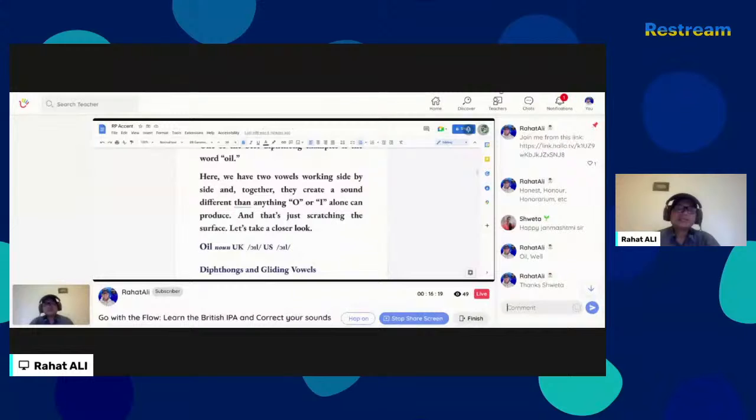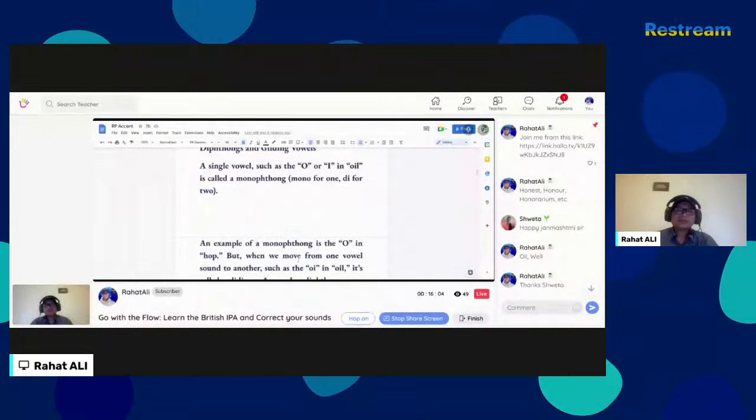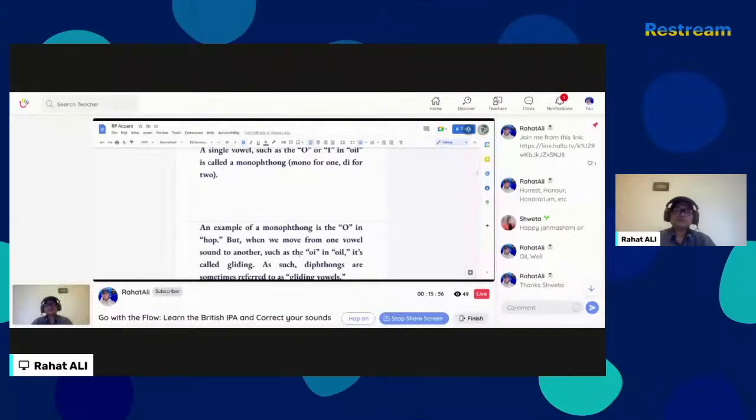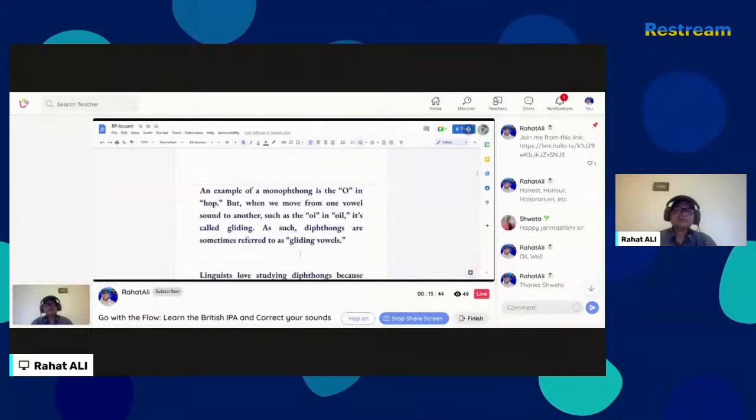So diphthongs and gliding vowels. A single vowel such as the O or I in oil is called monophthong. Mono for one and di for two. An example of a monophthong is the O in hop, like hop on. But when you move from one vowel sound to another, such as the OI in oil, it's called gliding. As such, diphthongs are sometimes referred to as gliding vowels.